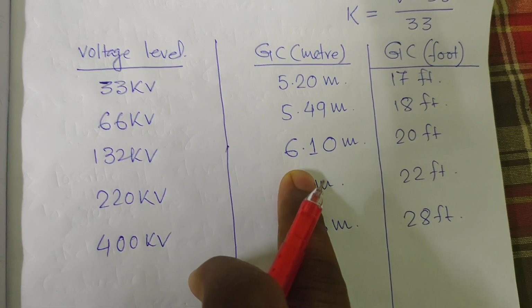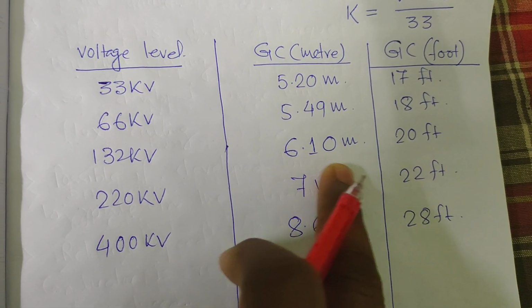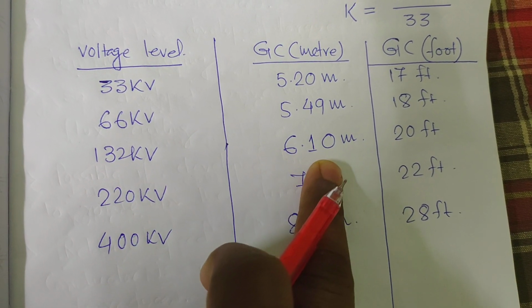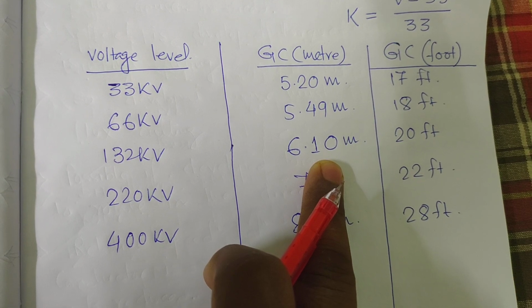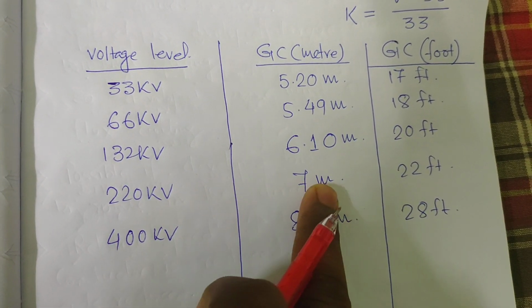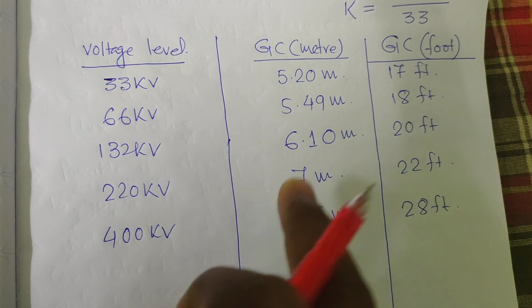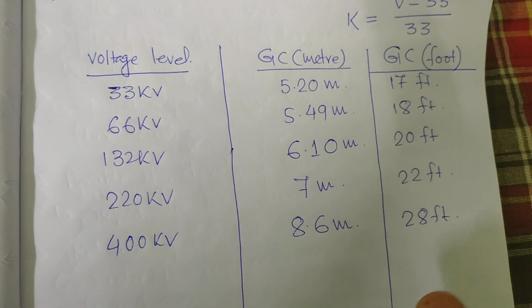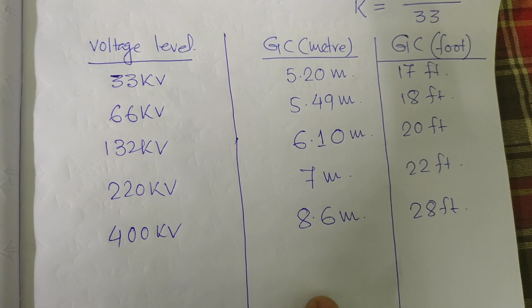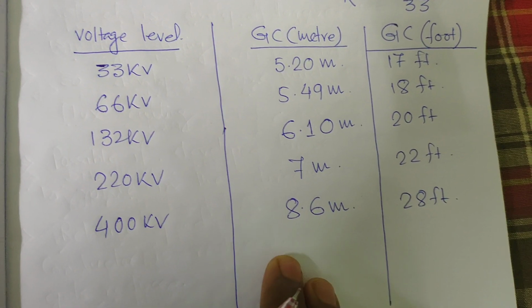Someone can provide more clearance. Suppose 132 kV line 6.10 meter, you are maintaining 7 meter, good, that is better. 220 kV is 7 meter, you are maintaining the 8 meter, so it is very good. 400 kV 8.6 meter, you are maintaining the 10 meter in the design or planning section, so it is very much good for the safety purpose.